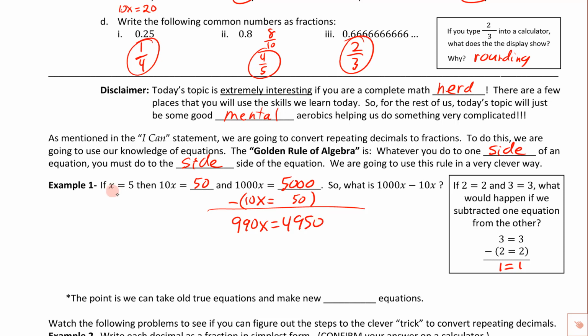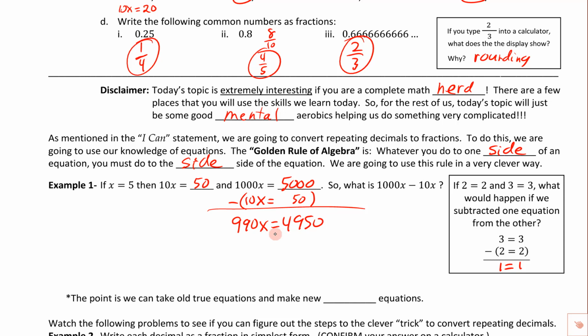Now, what I've got here is I had this equation right here, x equals 5. I made this equation right here. I multiplied both sides by 10 and got this. We made this equation right here. We multiplied both sides by 1,000. And then we did something kind of weird. We subtracted this equation, 10x equals 50, from that equation, 1,000x equals 5,000. And we got this equation right here.